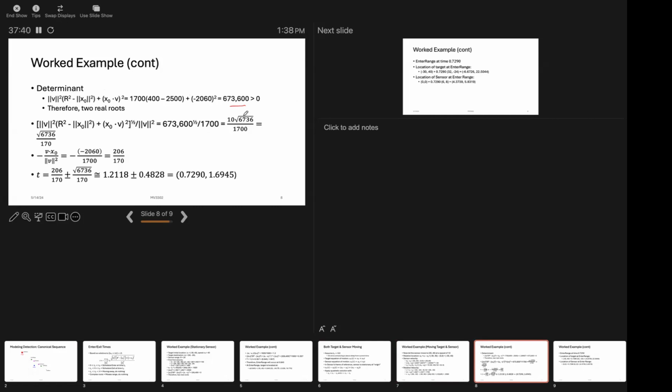So that would basically be root 6736 over 170. And now we can go ahead and do the other one. We've already computed the inner product. We have the square of the velocity. The negatives cancel, and we get 206 over 170. And so the time is this, which is approximately this. So now we're going to enter a little bit sooner, and we're going to exit a little bit later, I think.